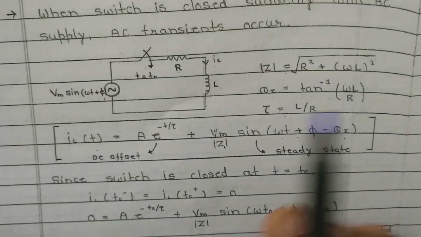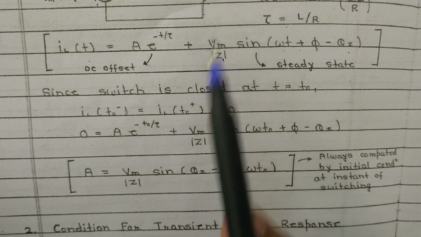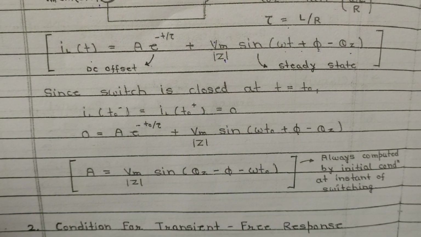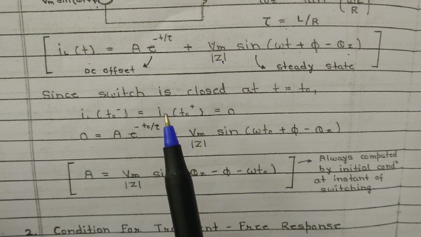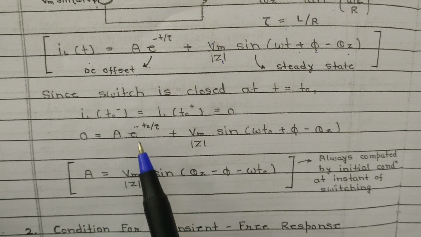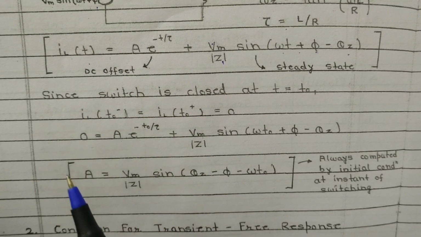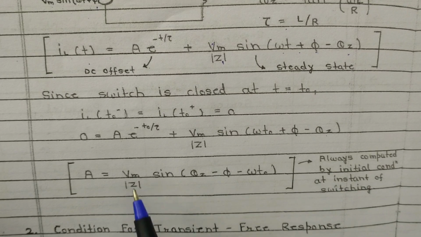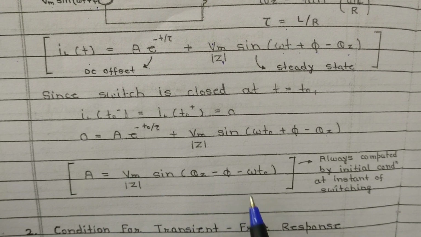When the switch is closed at t equals t0, the inductor does not allow a sudden change in current. Initially the inductor current is 0, and at t equals t0 plus, the inductor current is also 0. Substituting this inductor current in the previous equation, you will get this equation. If this Vm by Z goes to the left hand side, this becomes negative and this becomes positive. So it is written as A equals Vm by Z into sine of theta Z minus phi minus omega naught.